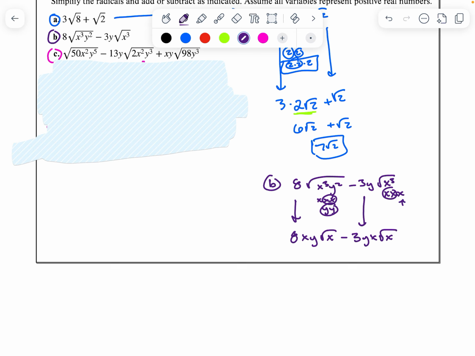And now look what I have. 8xy square root x minus 3yx square root x. They are like terms, even though they're in the different order. Xy square root x, yx square root x, it's the same thing. 8 of them minus 3 of them leaves you with a total of 5 of the same type of thing. X, y, square root x. I could have written yx square root x. I'm going alphabetical order here.